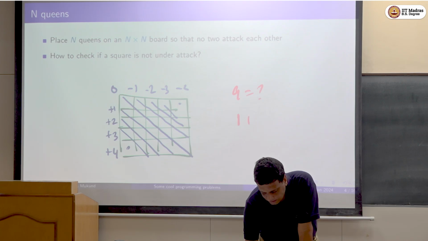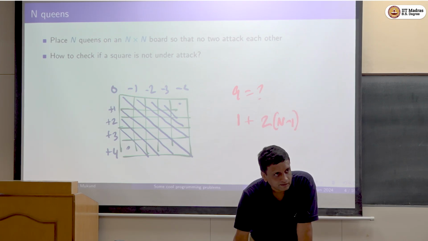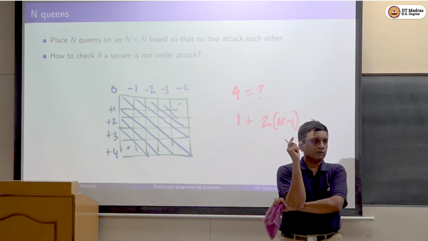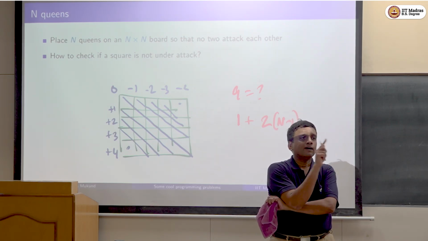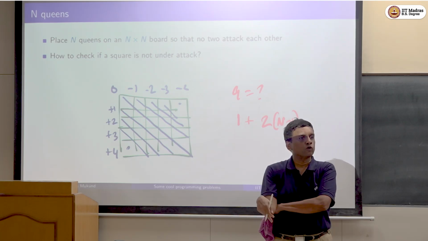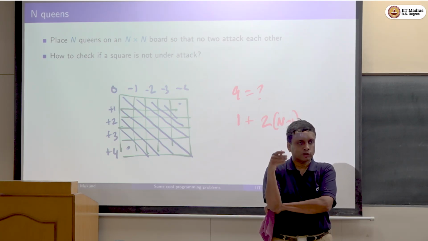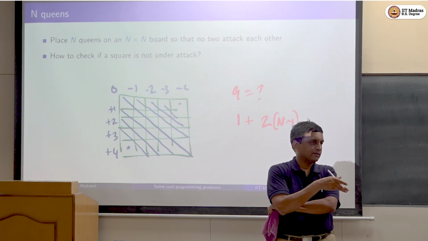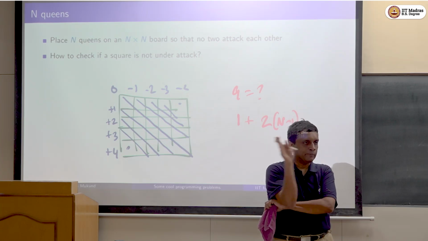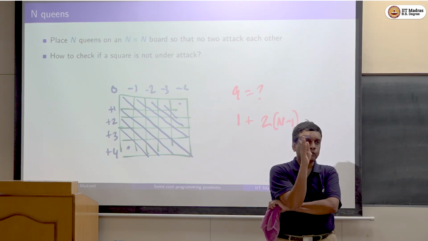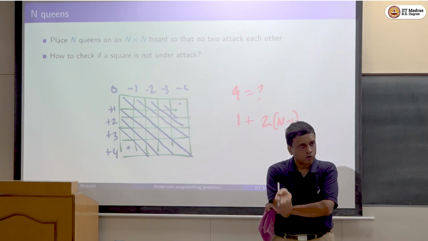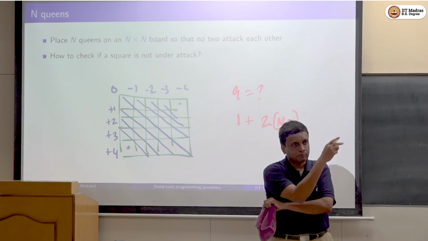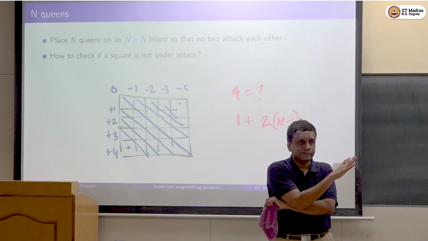So it's 1 plus, because if I take out the one which starts at the corner, then there are n minus 1 columns to its right and n minus 1 rows below it. And each of those positions starts off a different diagonal. So that's why I get 2 times n minus 1. So I have n minus 1 diagonals starting to the right of the top left corner, n minus 1 diagonals starting below. So that is the minus 1 to minus 4 and the plus 1 to plus 4, because n is 5 here.